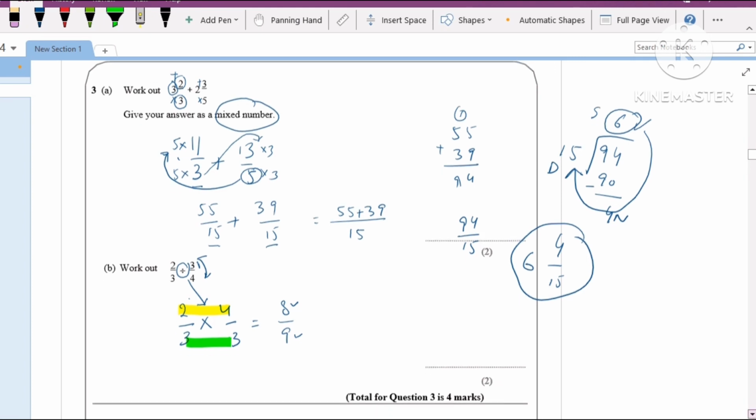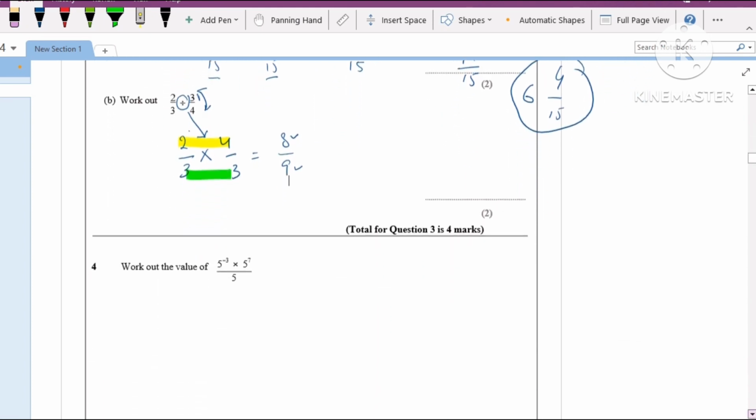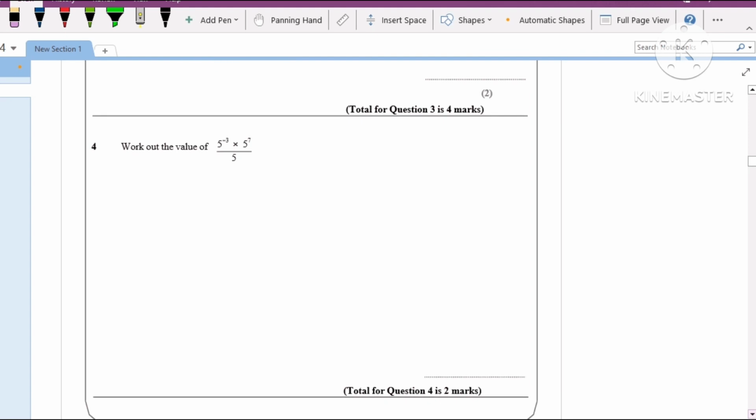We are moving toward question number 4, that is about indices. Here the common mistake is that students are going to work out this number by calculation. Don't calculate these numbers by multiplying 5 times 5. Don't think about that. Use the rules of indices to simplify this question. So this question is from indices.